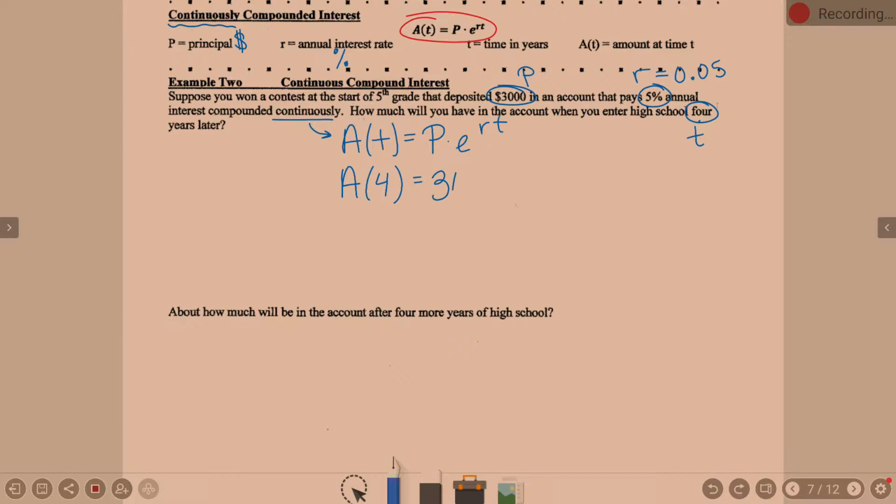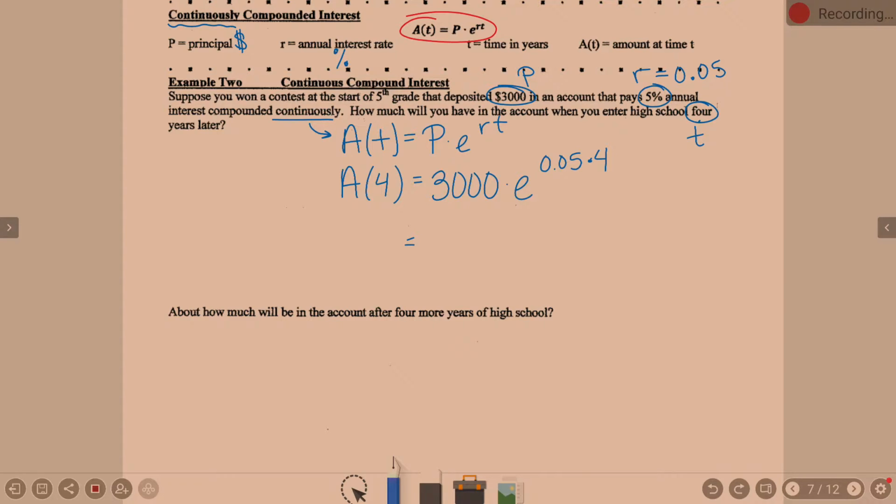A of t is P, 3,000, times e to the 0.05 times 4. It's all about the calculator. Look for a little e to the x button on your calculator. Mine is right above ln. There's my e to the x, and that's what I'm going to use.